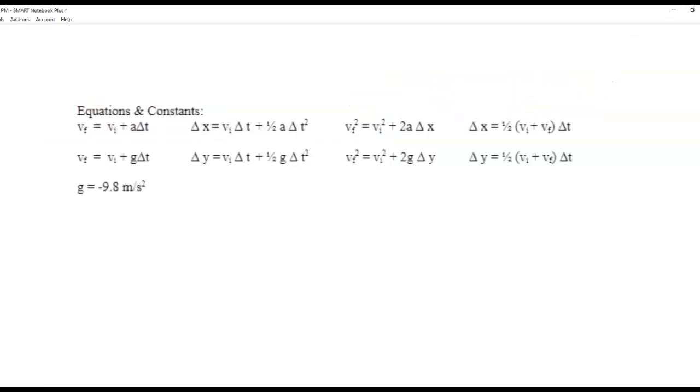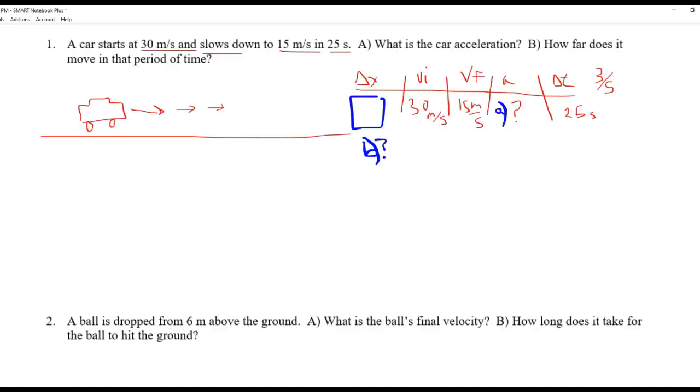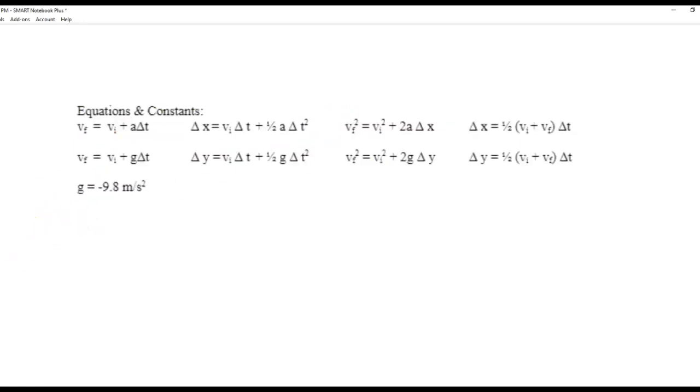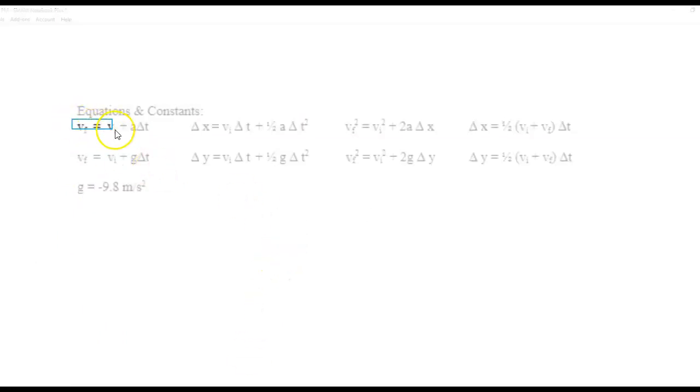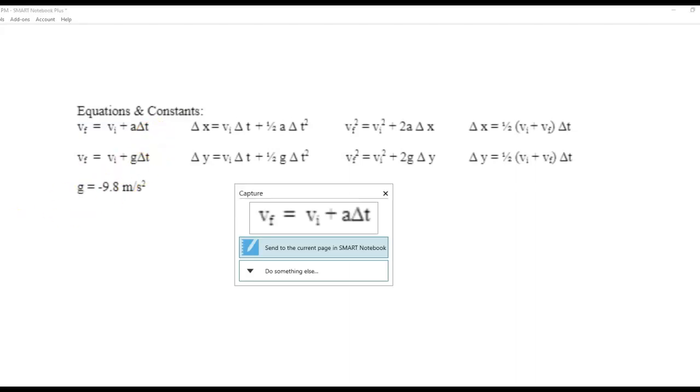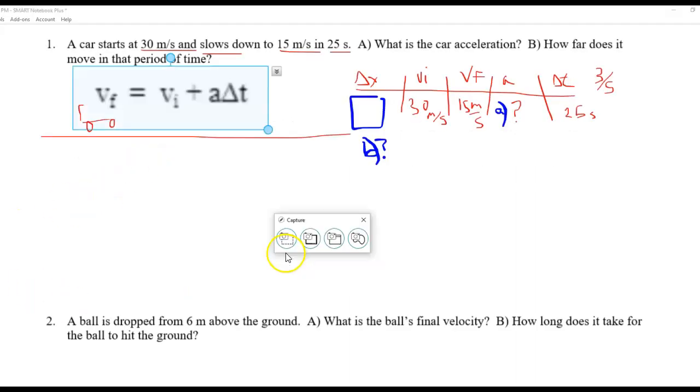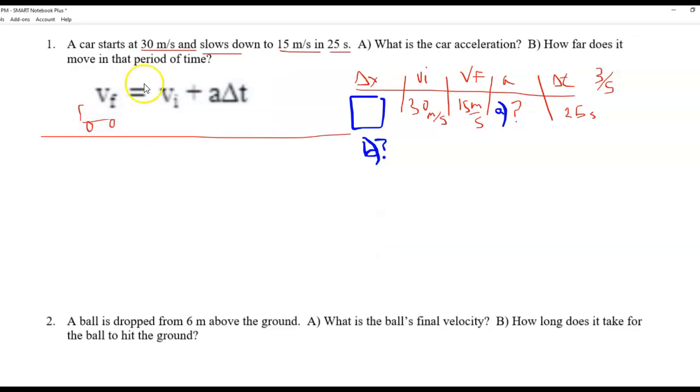All right, so I imported the equations, so we're picking from these 4 equations, and you have to figure out which one doesn't have delta x. As you go across, this is the horizontal one, and then these are the vertical ones for free fall and the constant for gravity. This one does not have delta x, so we're going to use that first one. So let me try to take a quick snip of that. All right, so we're going to use that equation, and we're going to plug into that.